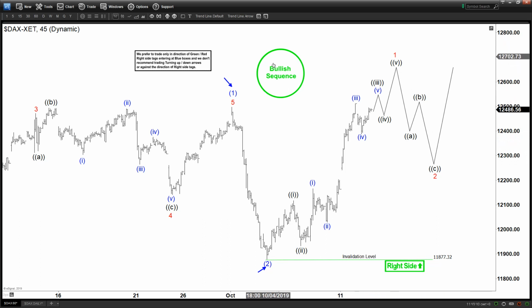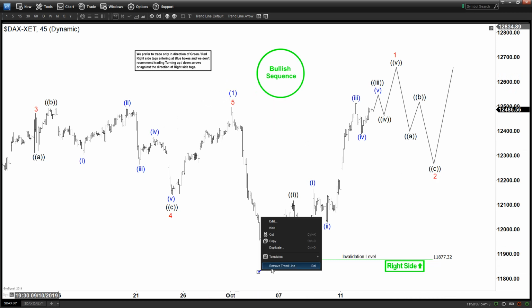Since there is a bullish sequence stamp and the right side is green, we do not like selling, as you can see in the instruction here. We do not recommend trading turning up and down. Now in this case this is actually not turning, so this is bullish or against the direction of the right side text. So if the direction is higher, we don't really like selling this, all right, overall. Now let's take a look and zoom out.